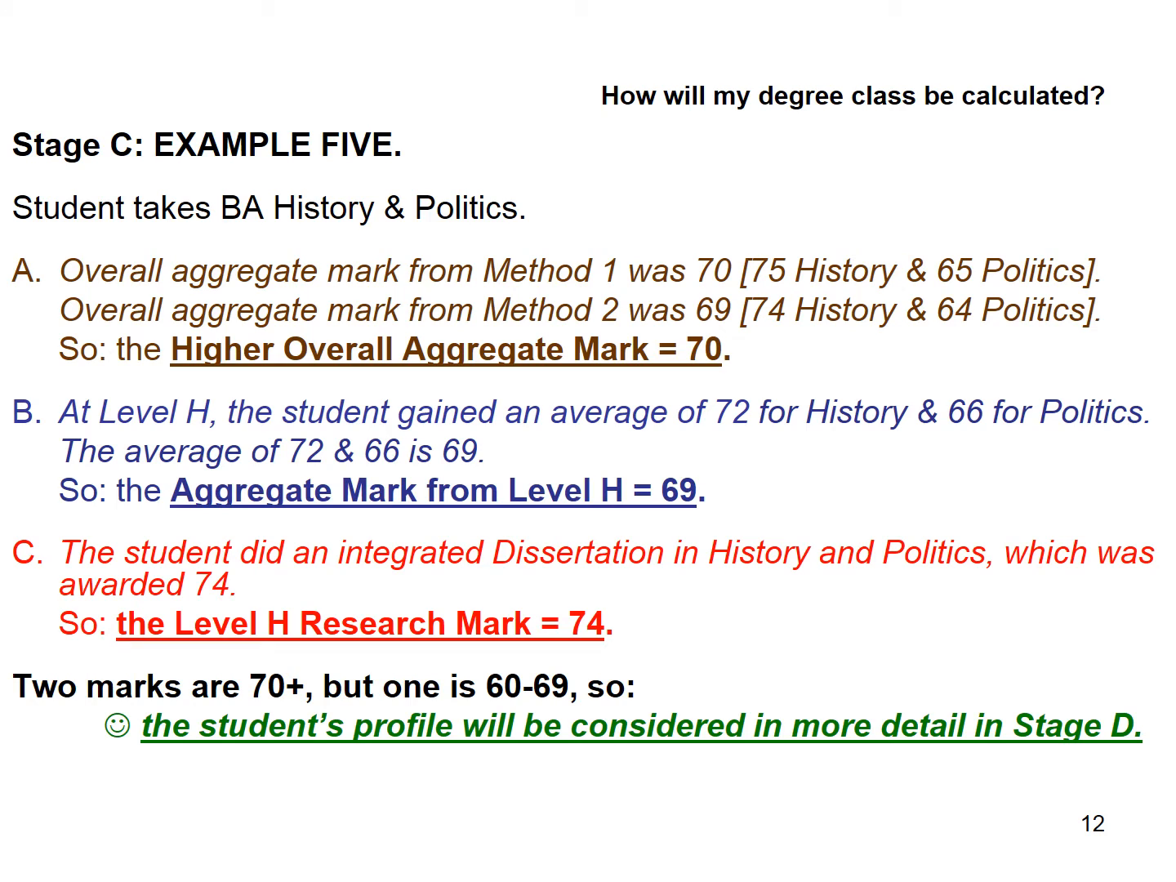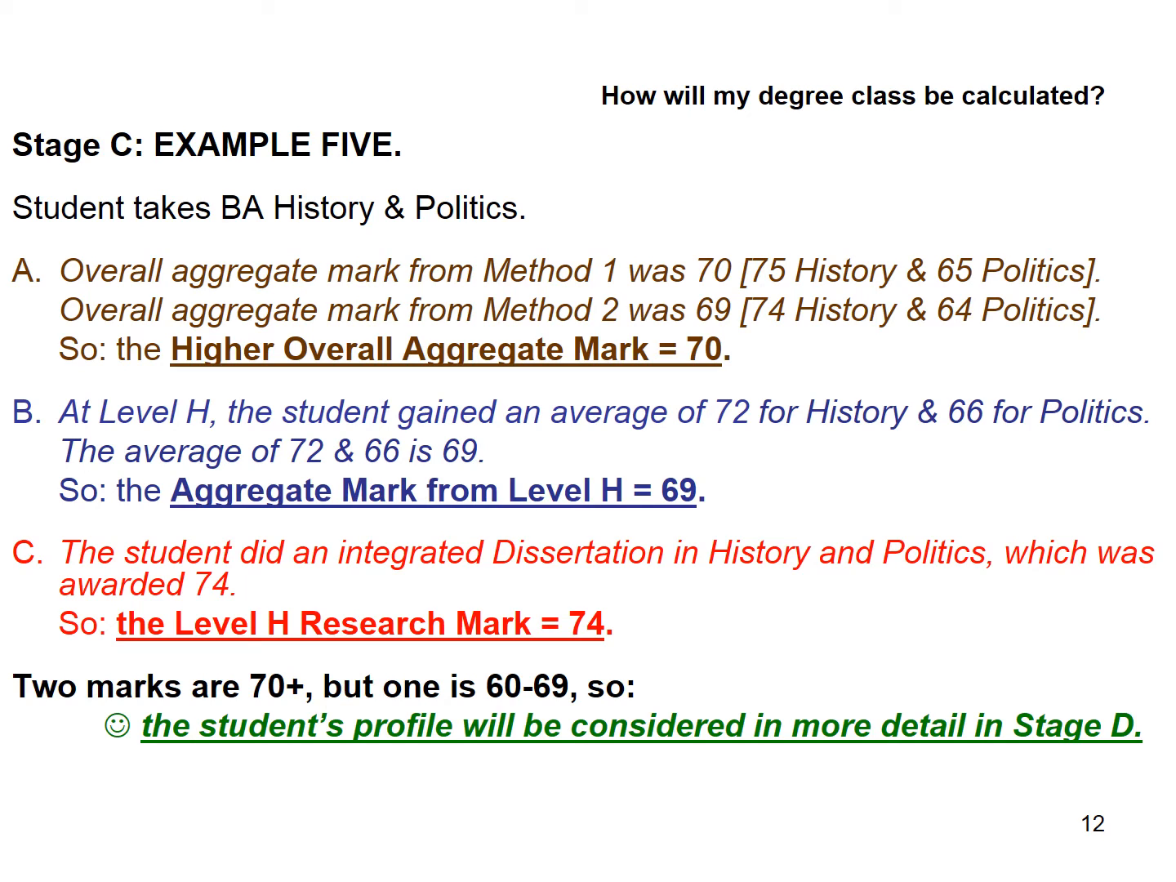And example 5, we have another student taking history and politics as a combined honours degree. In this case, again, we've got 2 overall aggregate marks, 70 and 69. So we take 70 as the higher overall aggregate mark.